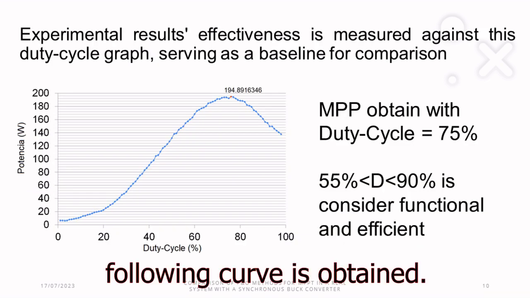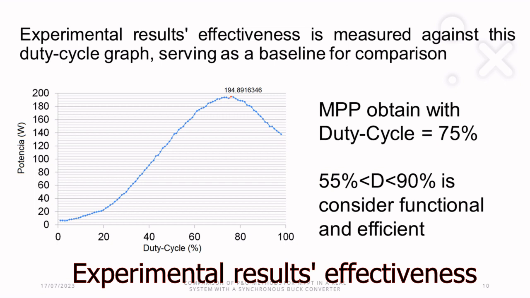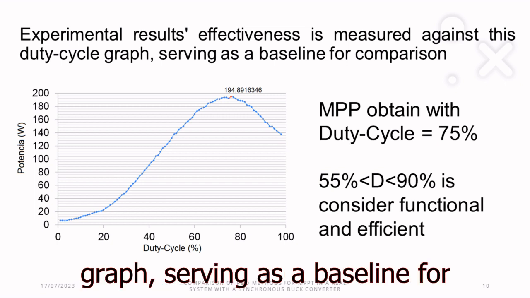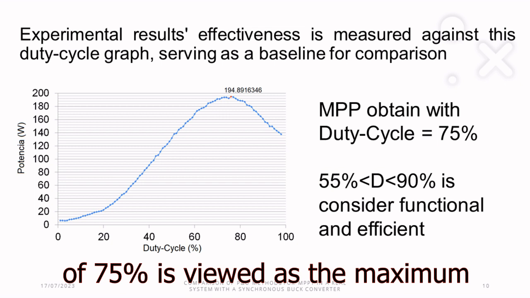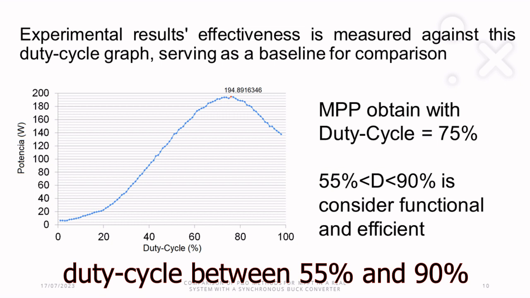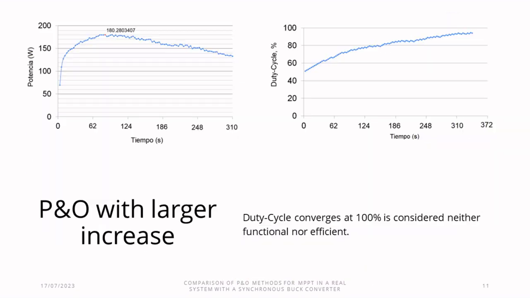With this real implementation, the following curve is obtained. Experimental results effectiveness is measured against the duty cycle graph, serving as a baseline for comparison. Therefore, a duty cycle of 75% is viewed as the maximum power point possible, and a duty cycle between 55% and 90% is considered functionally inefficient.